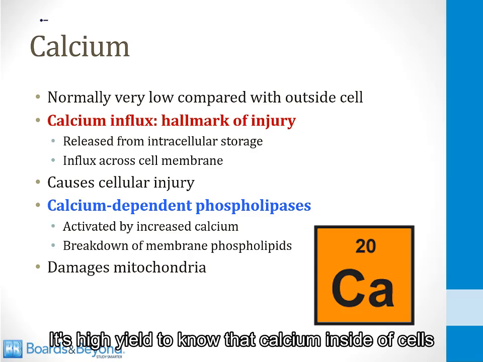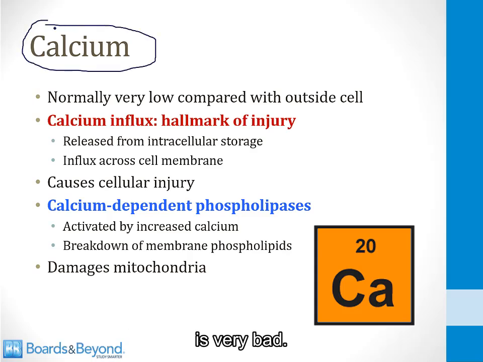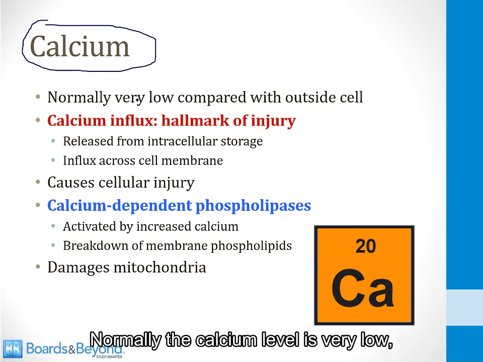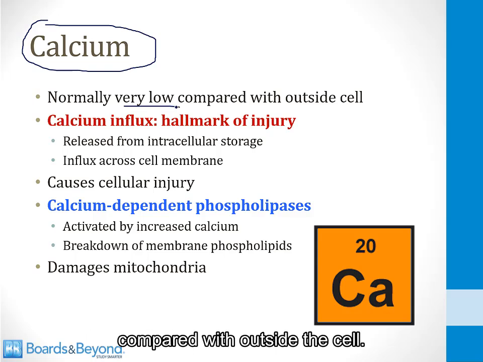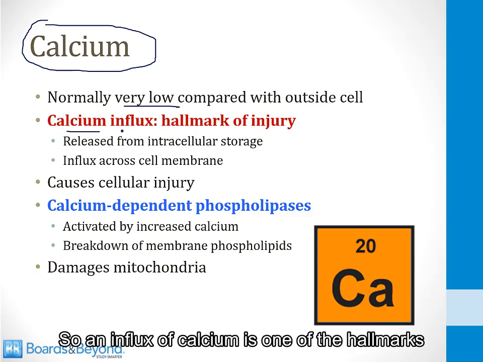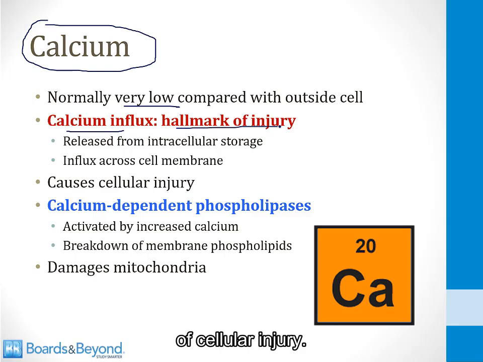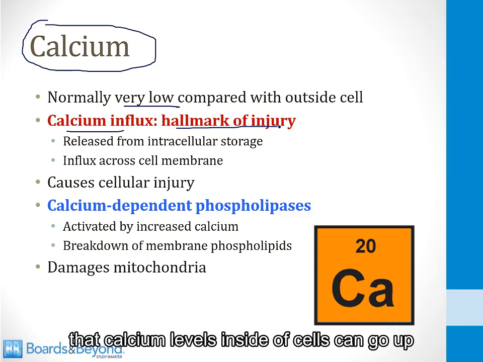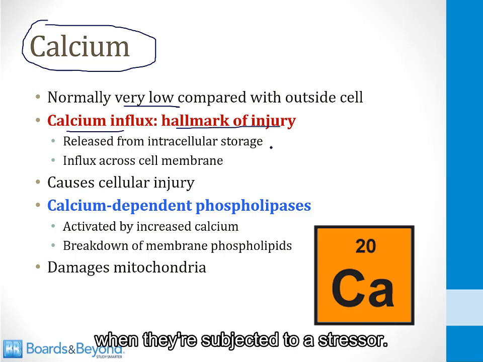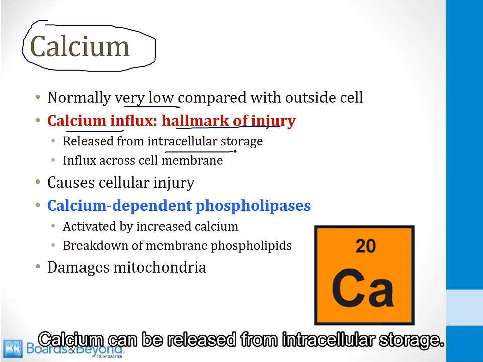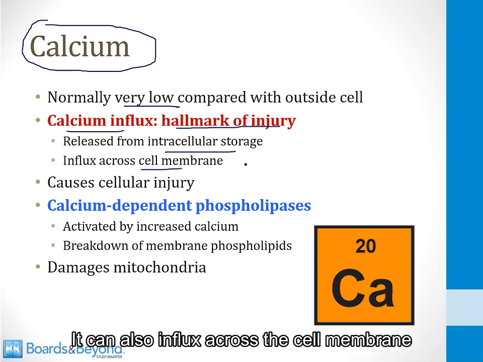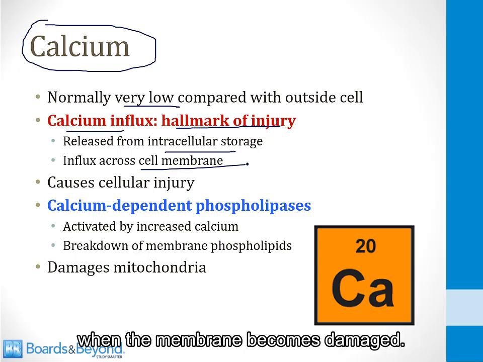It's high yield to know that calcium inside of cells is very bad, and when calcium gets inside of cells, this leads to cell injury. Normally, the calcium level is very low compared with outside the cell, so an influx of calcium is one of the hallmarks of cellular injury. Very high yield to remember this. There are a couple of reasons that calcium levels inside of cells can go up when they're subjected to a stressor. Calcium can be released from intracellular storage. It can also influx across the cell membrane when the membrane becomes damaged.